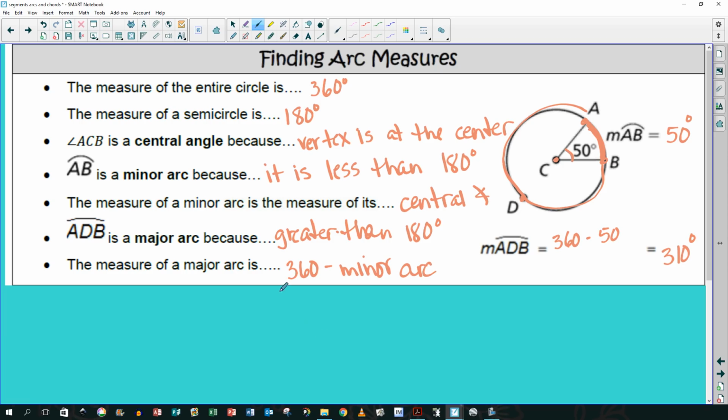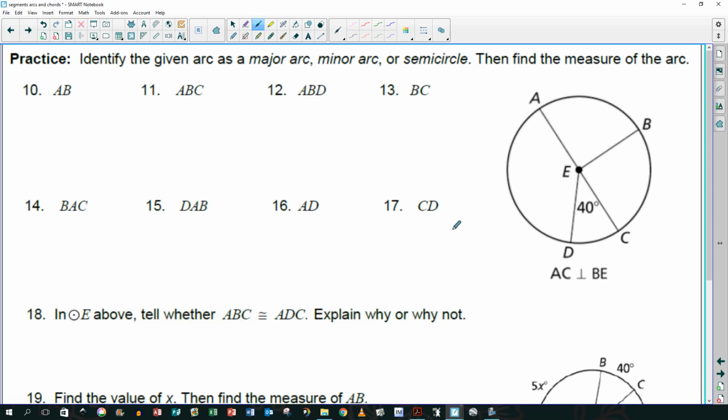Pretty basic stuff. Again, I think you'll catch on pretty quick. All right, so let's identify, is it major, minor, or semi? And in order to do that, I've got to know the measures of all of them. So what I'm going to do is go through and find everything that's missing and then go from there.